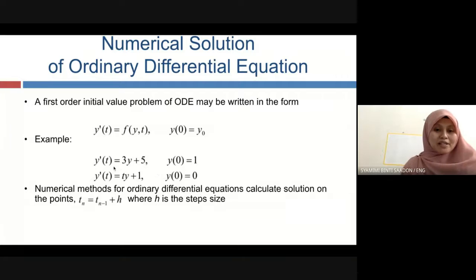Okay, we have an example. We have y'(t), the derivative, equal to 3y plus 5, with the initial value y0 equals 1. Normally we are given this set of equations, meaning we know the function for the derivative y prime, and we know the initial value of y is 1.